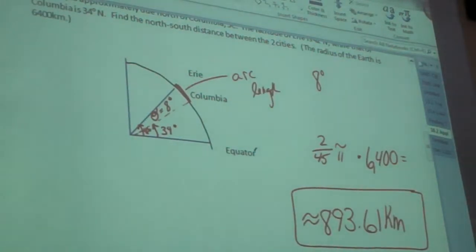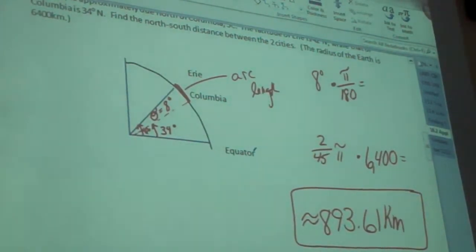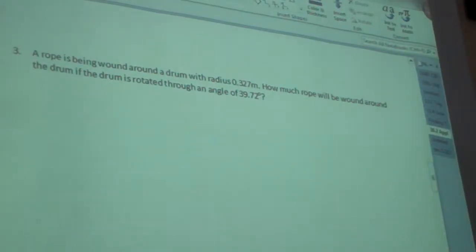Going from 8 degrees to radians, you do pi over 180, and that reduces to 2/45. So should we not leave the fraction like that? Yeah, it's just going to be more accurate. It'll be easier to work with. Okay.